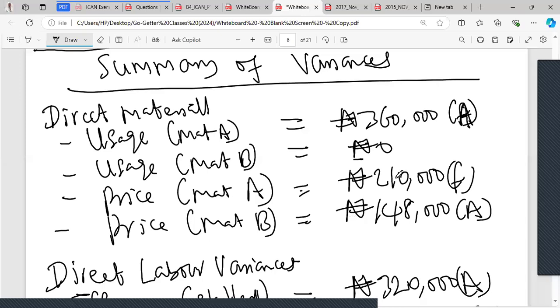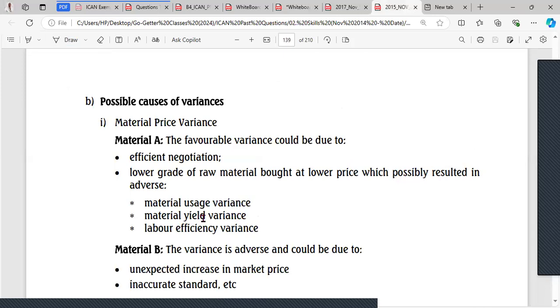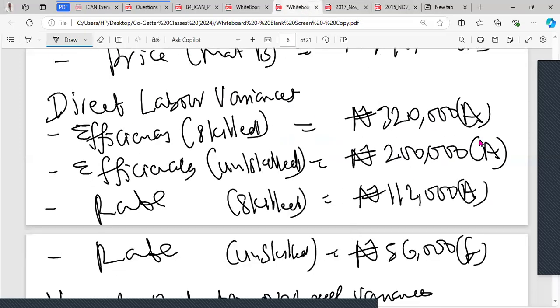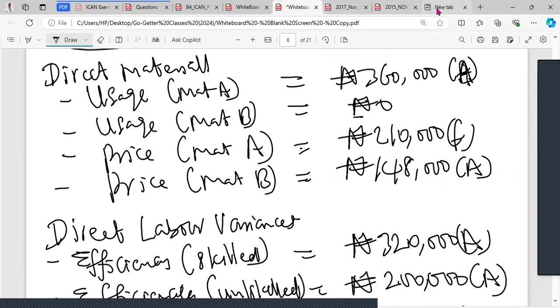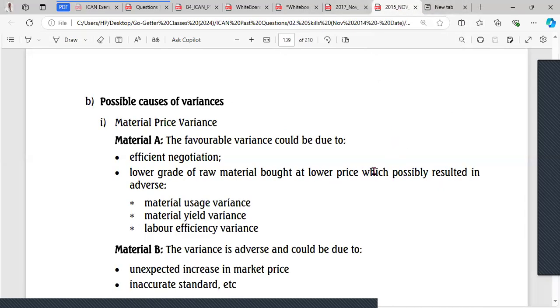So this price, because it was a low quality, affected the usage. So you can see interdependence. It's possible that because they bought lower quality and made a savings of 210, they made a loss in usage of 360. It's possible. And it affected labor efficiency. If you look at it now, labor efficiency is adverse. All these are possible things you need to find out.